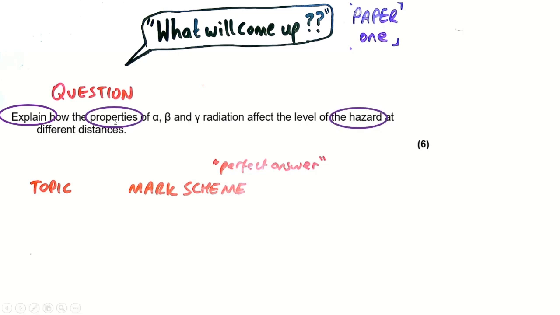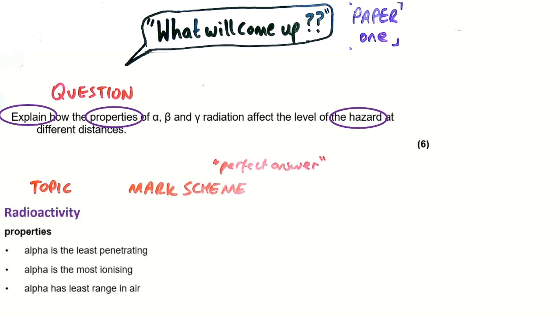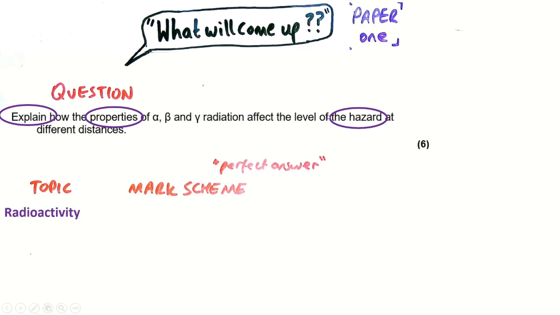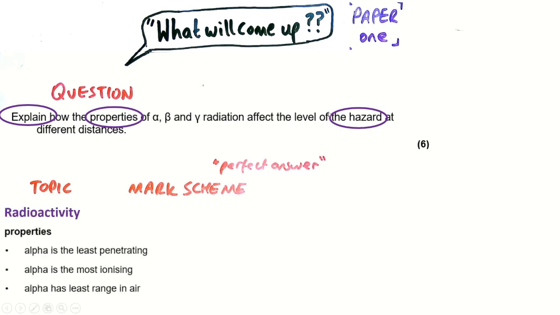So let's have a look at what we could talk about here. Now, you do get lots of marks here for listing just the properties of each of them. So if you revise properly, you should know that alpha is the least penetrating, i.e. it gets absorbed easily by materials, but it's also the most ionizing. You should also know it has the least range in air, which is due to the fact it's ionizing.